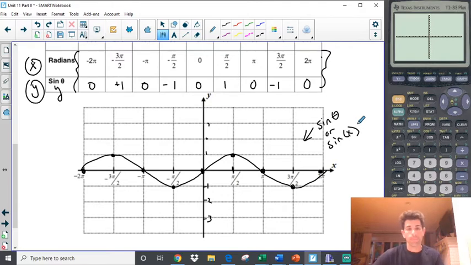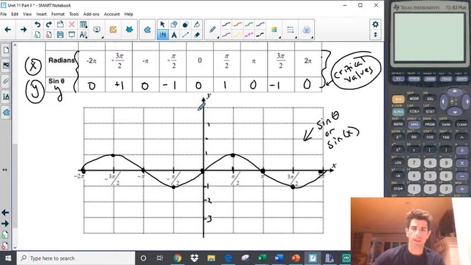Now, take it in for a second. We're going to look at some vocabulary things. Okay, so this is graphing it. Now, these y values, as we call them, are going to be called critical values. And you'll see why in a little while. I'm going to call those critical values.